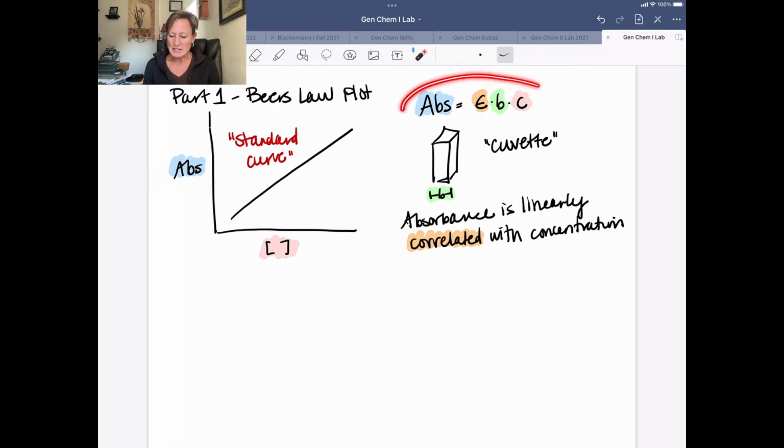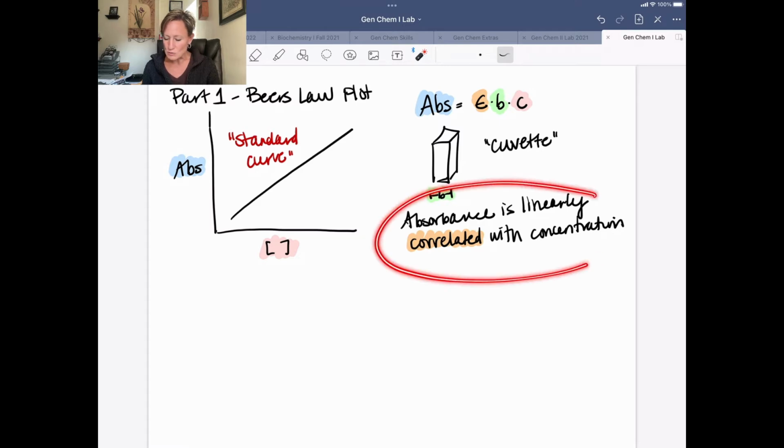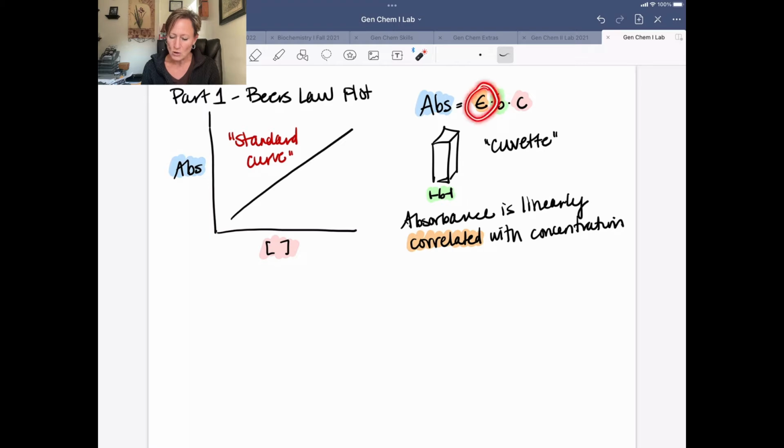So here's the pieces for Beer's law. Absorbance equals, this is a constant, times another constant. This is actually related to how big our little cuvette is. This is the little piece of equipment that we put our sample in. And the key is that absorbance is linearly correlated with concentration. And that correlation comes from this factor.